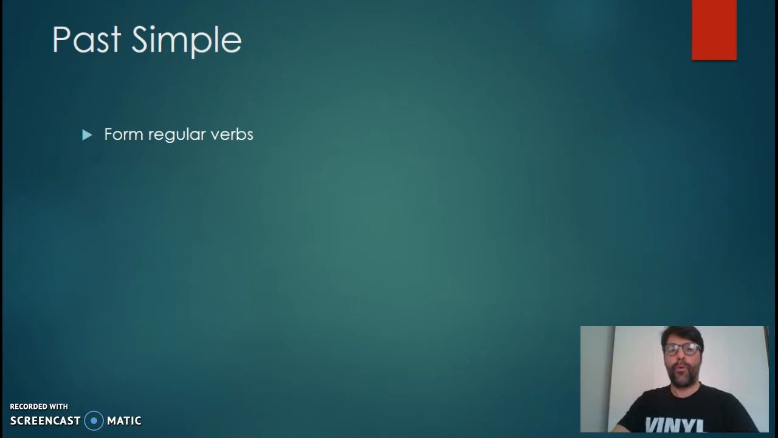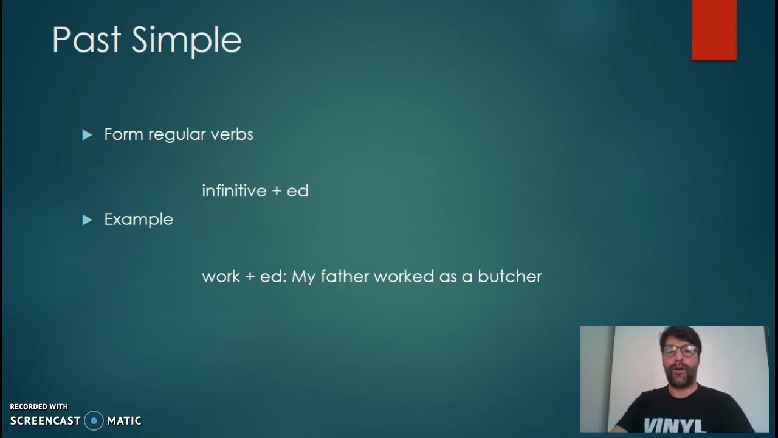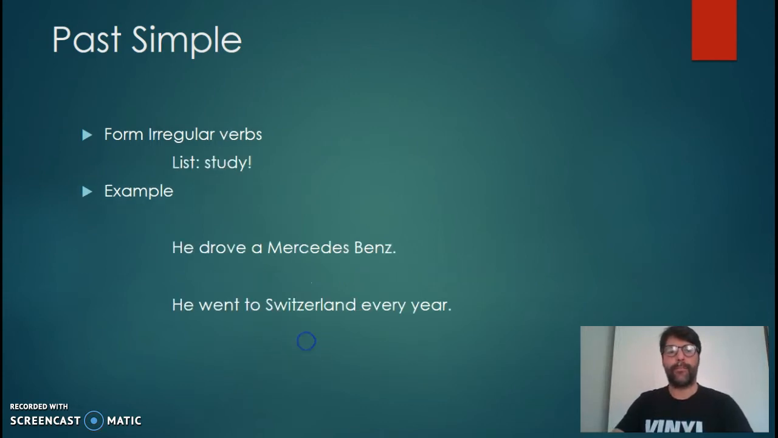Now, how do you form the past simple? You have to make a distinction between the regular verbs and the irregular verbs. For the regular verbs, it's fairly simple. You take the infinitive and you add ed. Then you get this example, my father worked as a butcher. To work, you don't say to work, you eliminate to and you add ed.